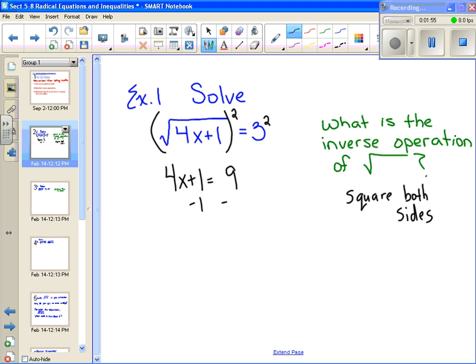Subtract 1 from both sides, and we get 4x equals 8. Divide both sides by 4. Those cancel out. We get x equals 2. And we could check our answer. If you substitute a 2 back up in here for x, 4 times 2 is 8, plus 1 is 9, and the square root of 9 is 3, so it works. So really the only thing you have to remember that's different from other equations we've solved is to undo square roots, you square both sides.